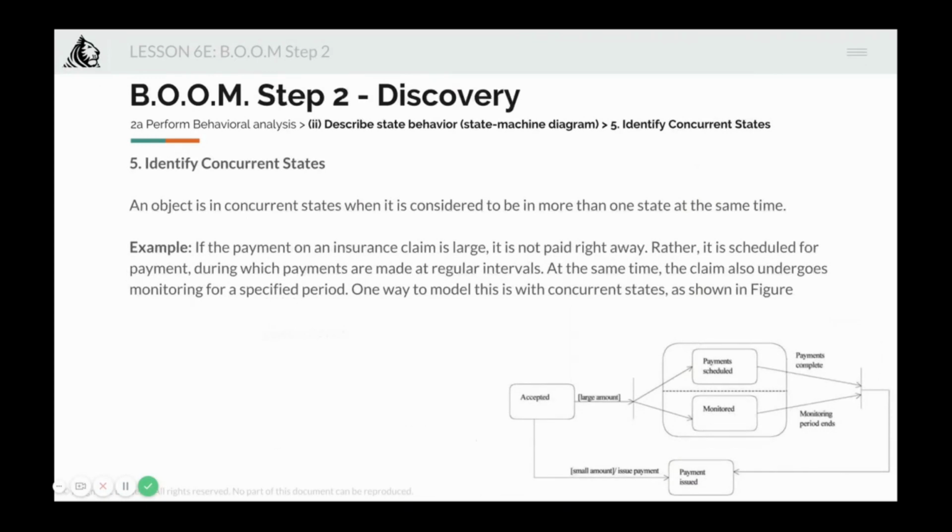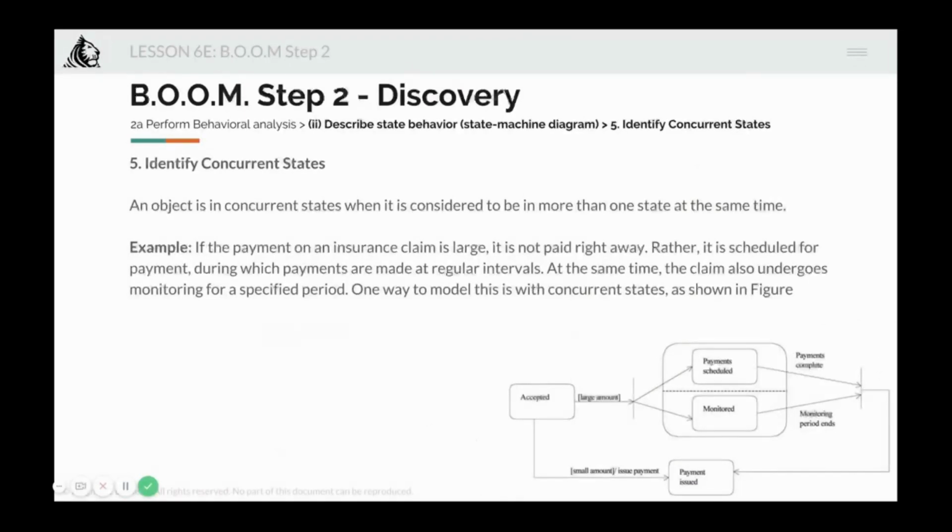Next is identifying concurrent states. If according to one criterion an object can be in one of a set of states, and according to another criterion can be in another state at the same time, use concurrent states to model the object. In the figure, the claim object moves from the accepted state into the concurrent states if the amount of the claim is large. In this case, the vertical bar indicates a fork, a point after which the following transitions occur in any order: a transition to payments scheduled and a transition to monitored.